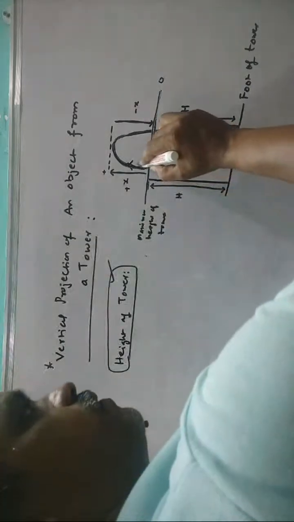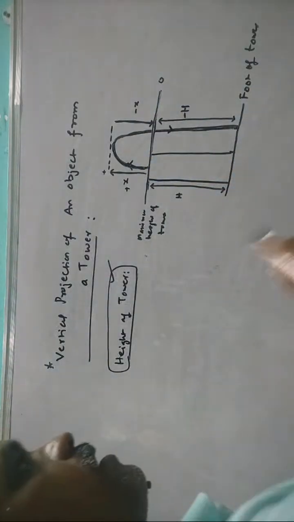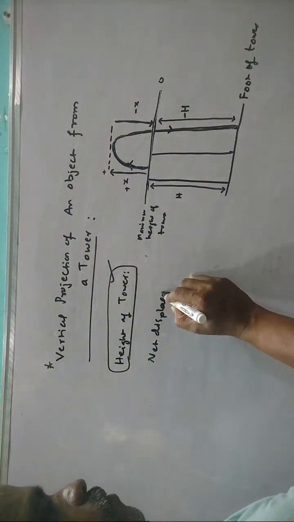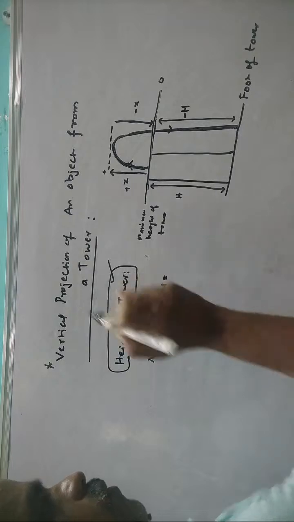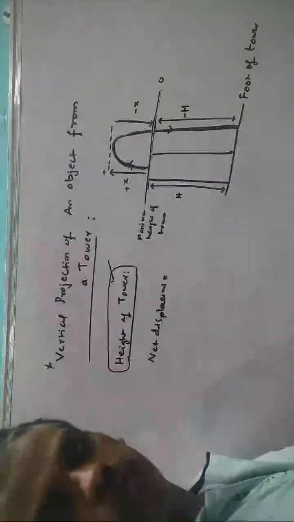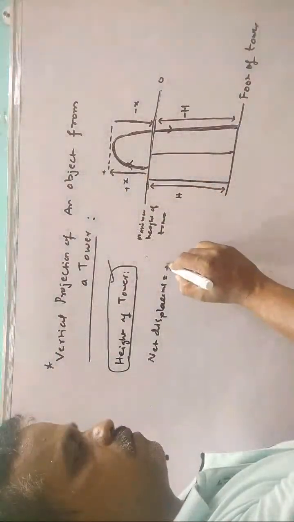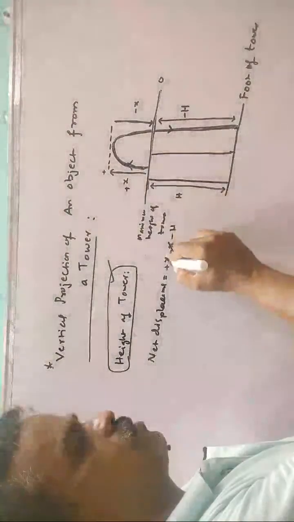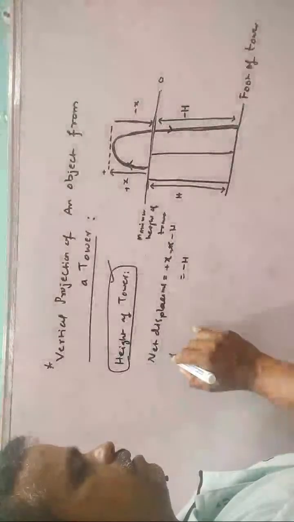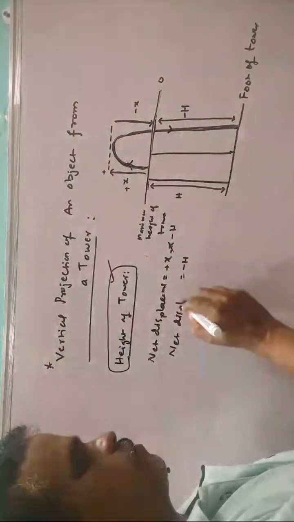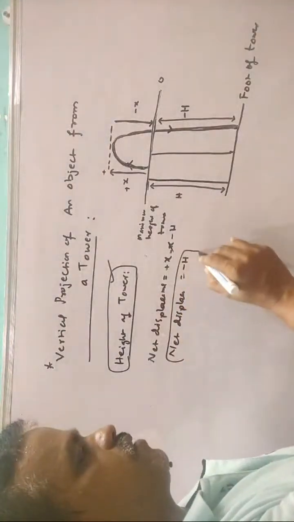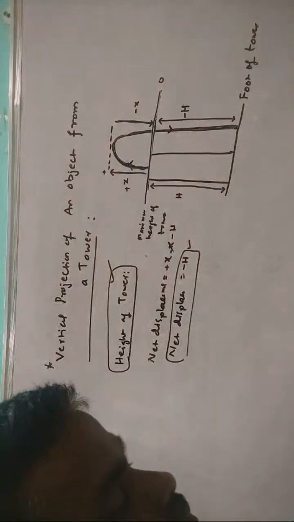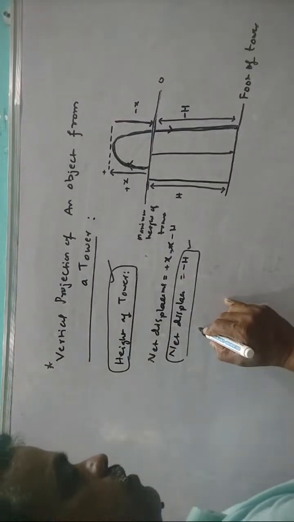So the total net displacement of the body is equal to, so this is plus x, this is minus x, then minus h. So net displacement is equal to minus h.